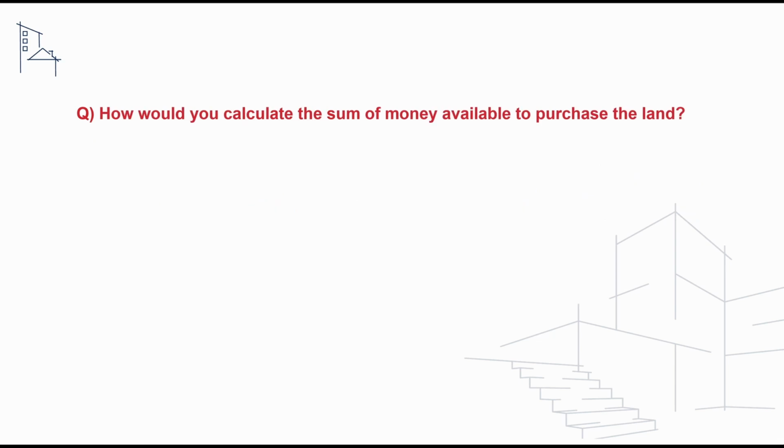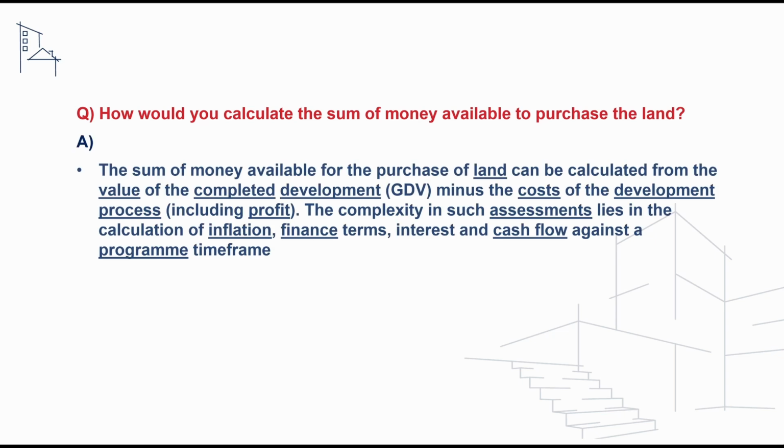The next question we'll take a look at is how would you calculate the sum of money available to purchase a piece of land, and to address this we can say that the sum of money available for the purchase of land can be calculated from the value of the completed development, or the GDV, minus the cost of the development process including profit. And the complexity in such assessments lies in the calculation of inflation, finance terms, interest and cash flow against a programme timeframe.